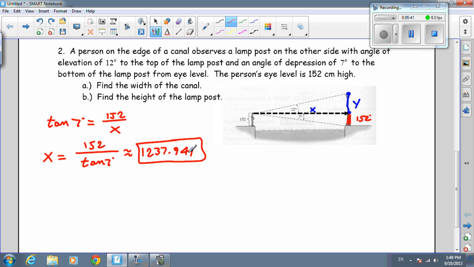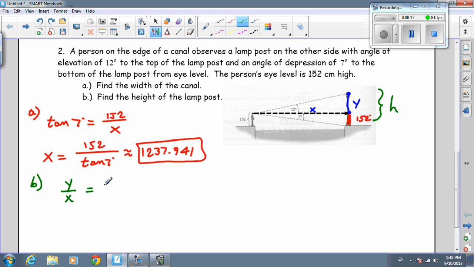Once we find x, the next question, this is for A, says find the height of the lamppost. The height of the lamppost is this whole distance, and I will call it h. But this height is composed of 152 plus the distance that I currently call y. Let's go ahead and find y first, because if we get y, we can add it to 152 and get the total height.